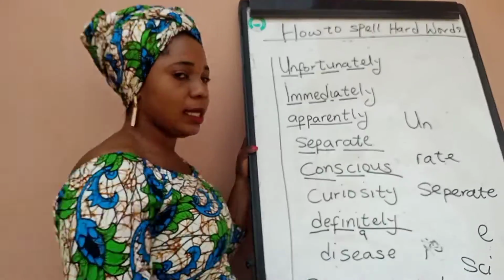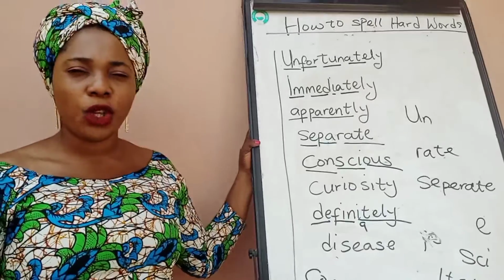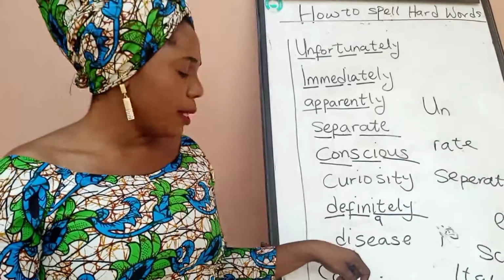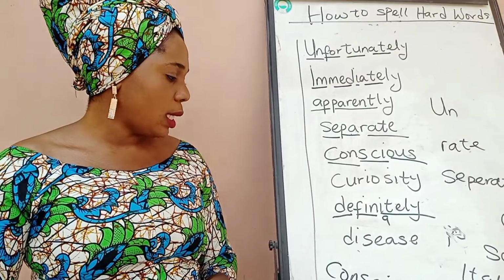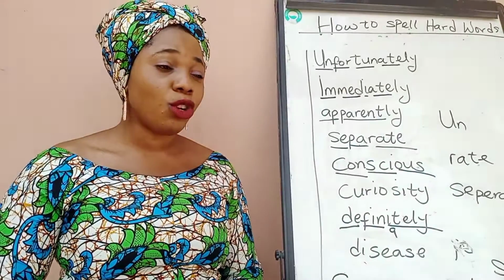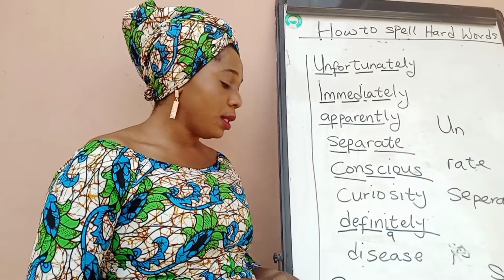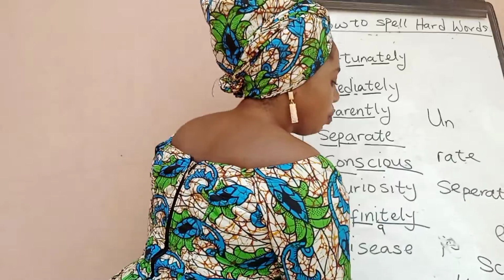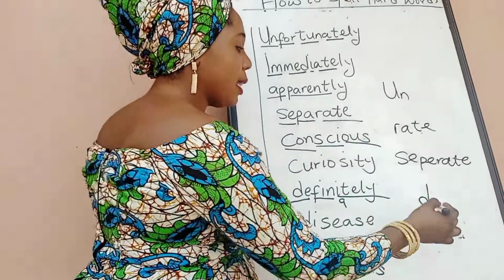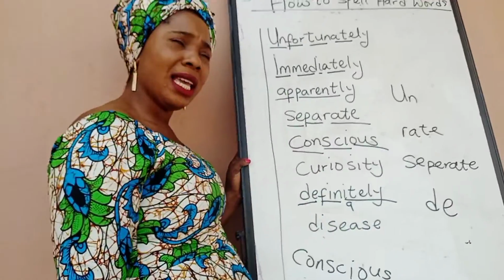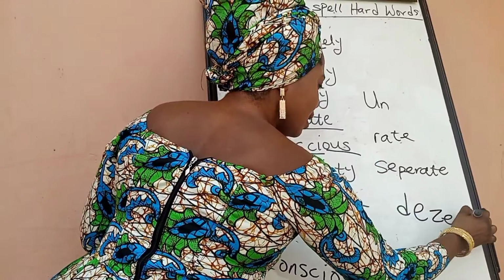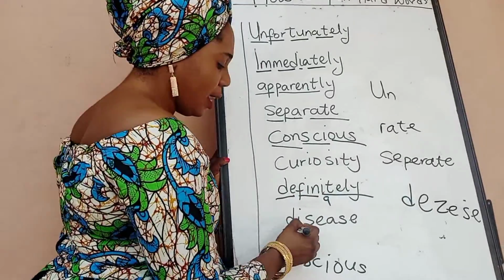Then disease. Disease is a commonly used word, but yet many people misspell this word disease, especially kids who don't know their letter sounds. When they hear disease, some kids will hear the sound D. They hear the sound E. Then what do they say? Ziz. But this is DI.